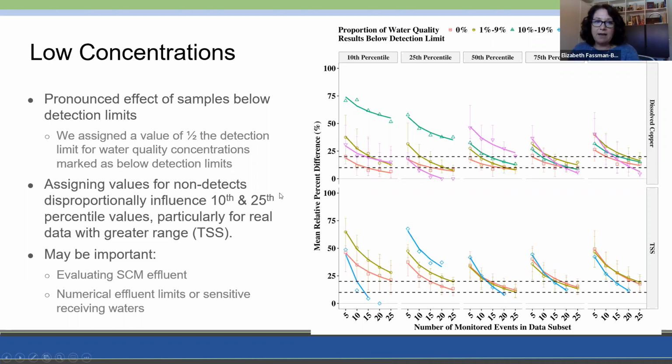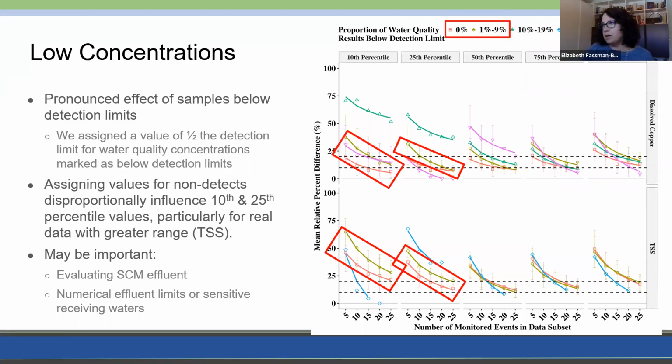Bottom line is assigning values for non-detects disproportionately influences the 10th and 25th percentile values, particularly down here where we have a very high range of concentrations, namely our TSS data. So the key thing here was we did have a couple of data sets that had no samples below the detection limit. All samples were above detect, and that's the orange line.